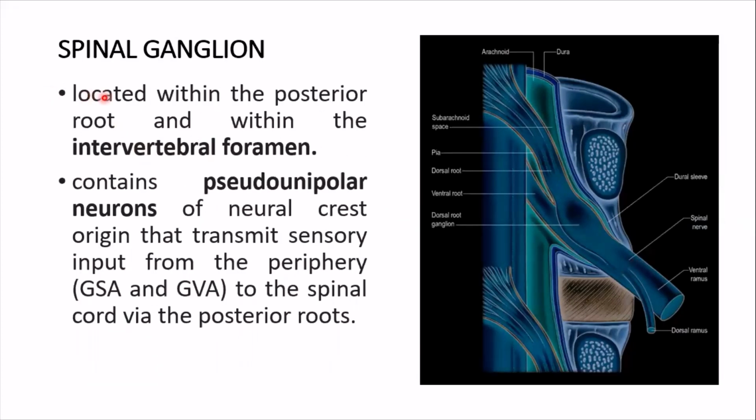A few words again about the spinal ganglion, which is located within the posterior root. This is the posterior root here, and the dorsal root ganglion, or spinal ganglion, is located within the posterior root. It contains pseudo-unipolar neurons of neural crest origin that transmit sensory input from the periphery, with the general somatic afferent and general visceral afferent fibers, to the spinal cord via the posterior roots.